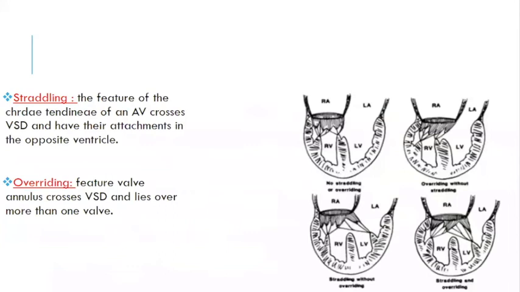This picture shows the types of valve. In case of a straddling valve, we have the chordae tendineae across the VSD attached to the opposite ventricle. Overriding is when the annulus crosses the VSD and lies over more than one ventricle.